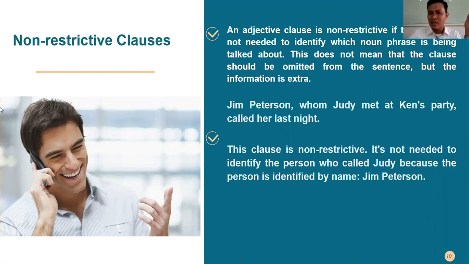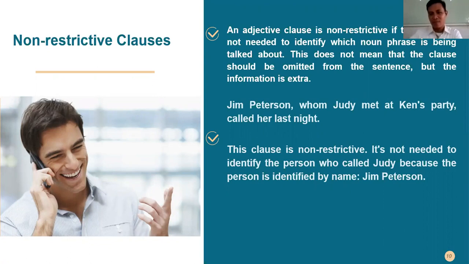But it doesn't mean that the clause should be omitted from the sentence. You don't need to drop it, because it gives more information, or the information is extra. It's clearer.